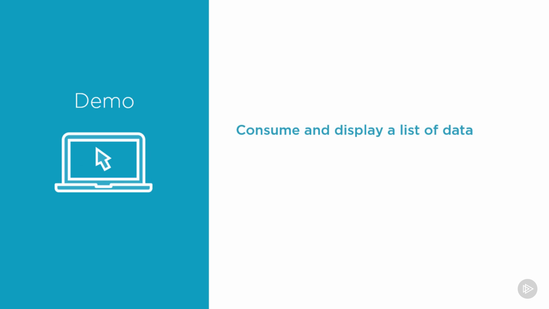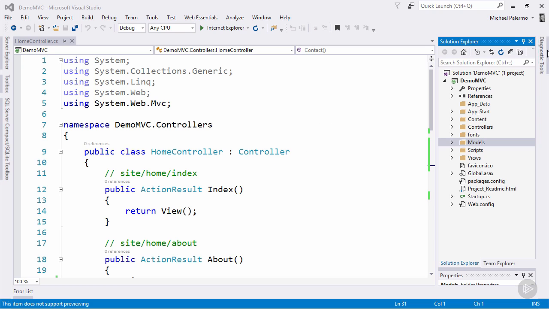In this demo, we're going to consume and display a list of data. We're going to do this by first creating sample data, by creating an object in our models folder that's going to be used, and then we'll see how we're going to display that list of data by setting up our controller and appropriate view.